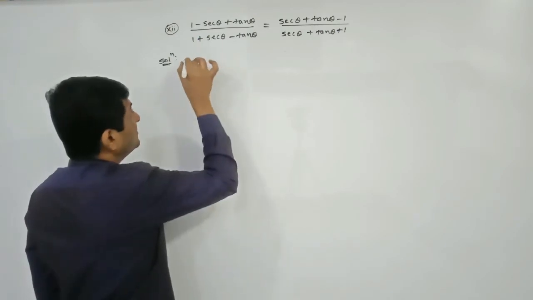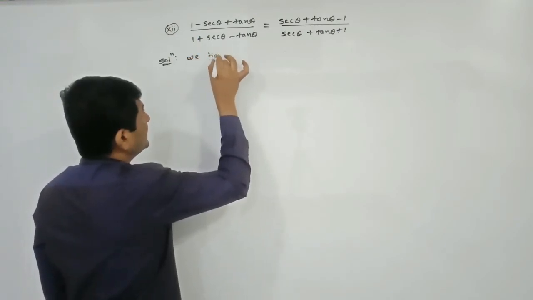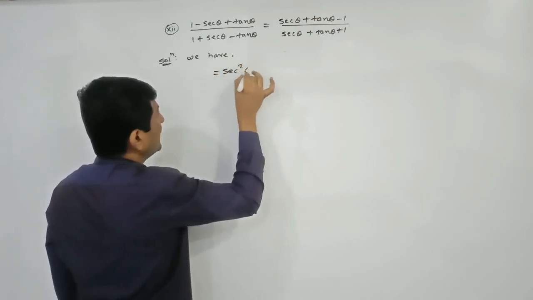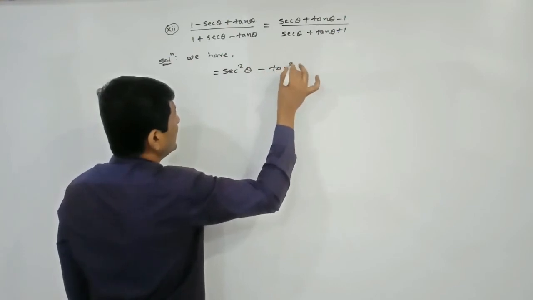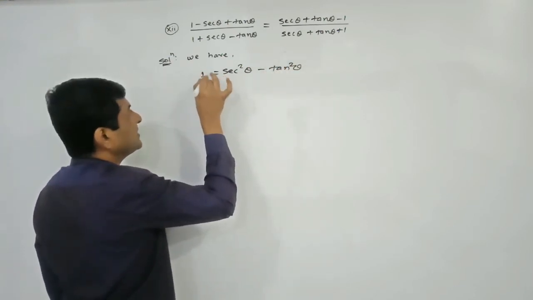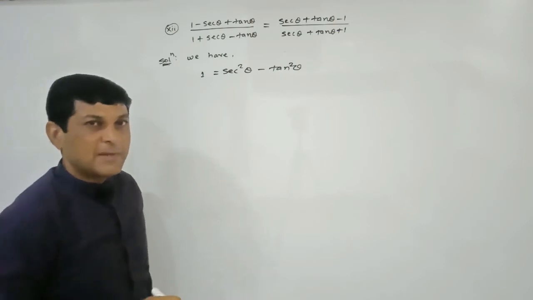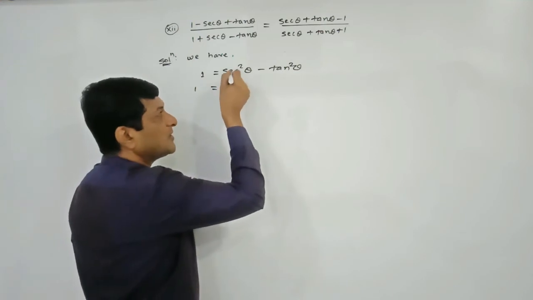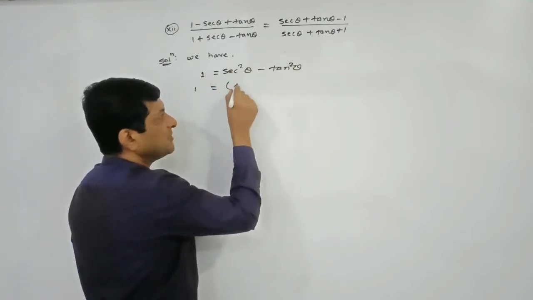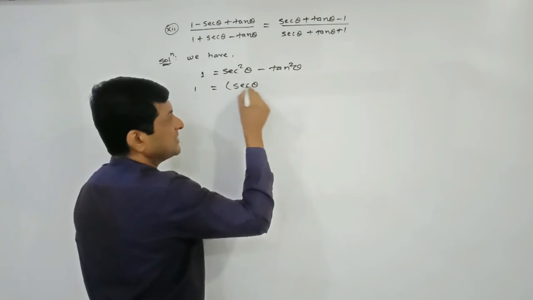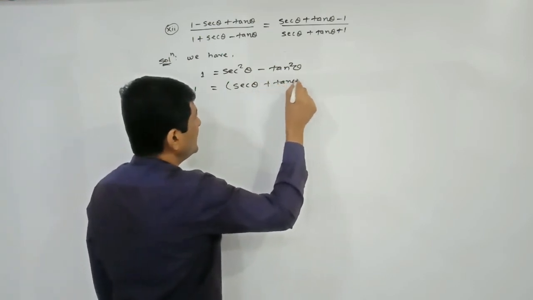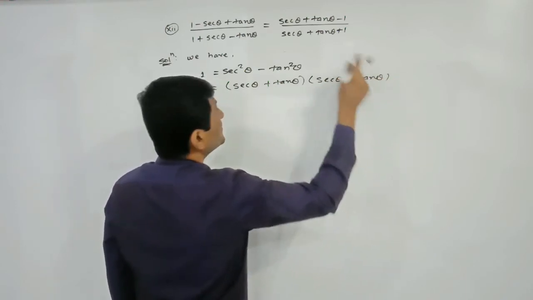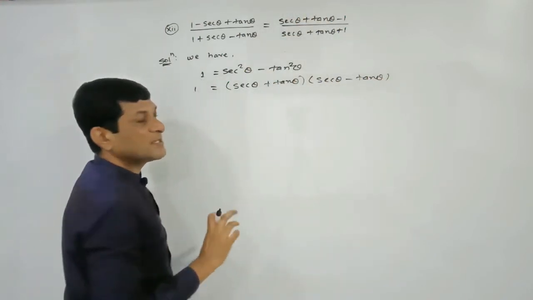So here we have one identity. Which identity? That sec square theta minus tan square theta will be equal to what? 1. Means 1 can be written as sec square theta minus tan square theta. On this side this 1, keep it as it is, equal to. Now what are the factors of a square minus b square? It will be equal to a plus b into a minus b. Means sec theta plus tan theta into sec theta minus tan theta. So if you observe on this side, sec theta plus tan theta, such a term appears.